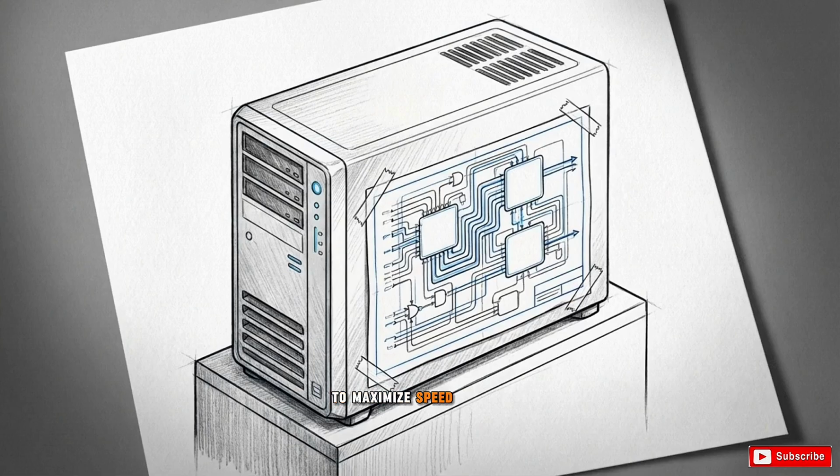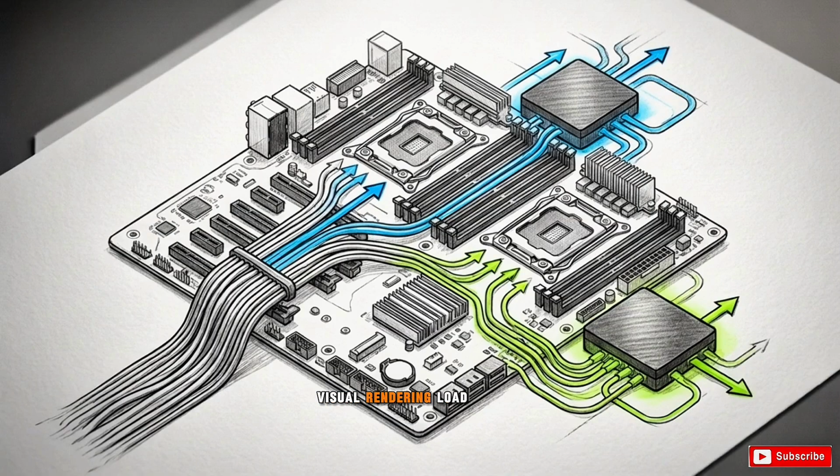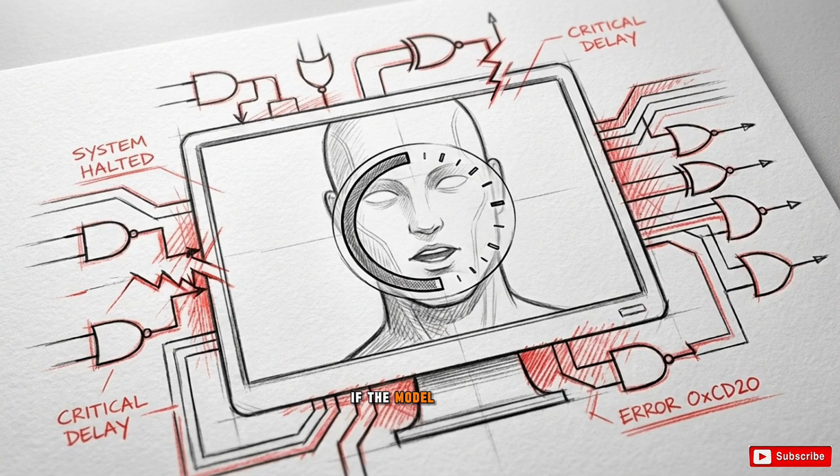To maximize speed, Pika Stream's core architecture intentionally lacks any native reasoning capabilities. It doesn't think. Isolating the heavy visual rendering load from the complex cognitive processing is essential. If the model had to formulate answers and draw the face at the same time, the delay would be insurmountable.